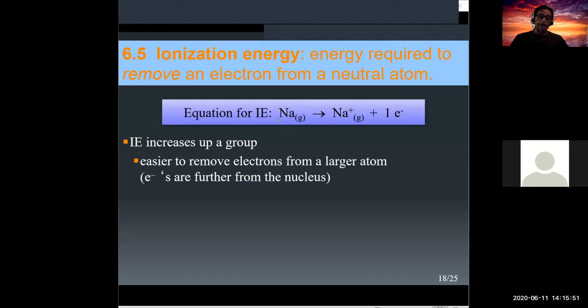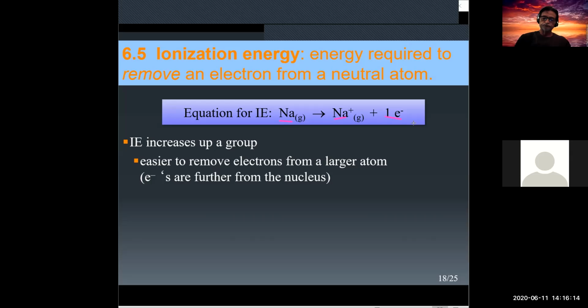Okay, we have sodium, the element sodium. We're going to hit it with energy, and we're going to knock off one of the electrons. And so that arrow is the reaction. So elemental sodium loses an electron to form an ion, and we kick off an electron.